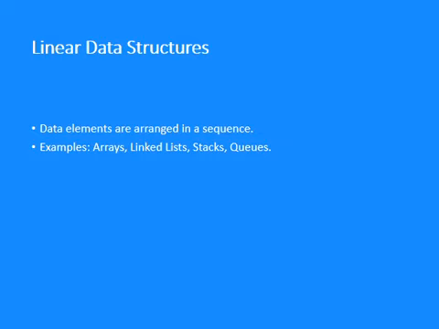Now, there are some basic characteristics of linear data structures. The first is sequential organization. The second point is that an order should be followed. It can have fixed or dynamic size, and it is very efficient in access. Now, what are the examples of linear data structures? They are arrays, linked lists, stacks and queues.